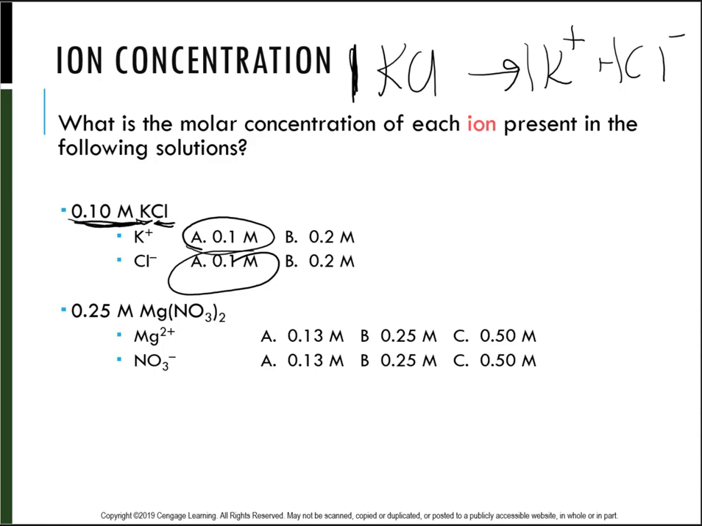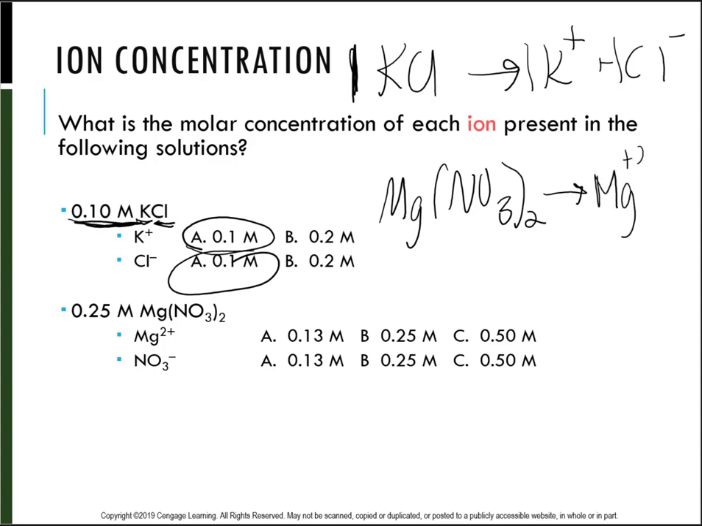But let's look at this guy, magnesium nitrate, Mg(NO3)2. When this breaks down, I'm going to have magnesium 2+ ions and NO3 minus ions. And again, I balance it. I have 1 magnesium, 1 magnesium. On the left, I have 2 NO3s, so I would need 2 NO3s on the right.